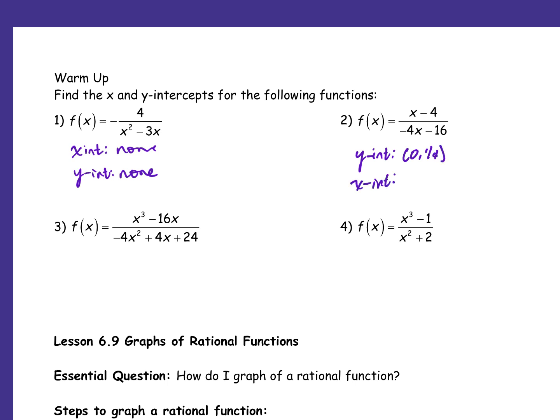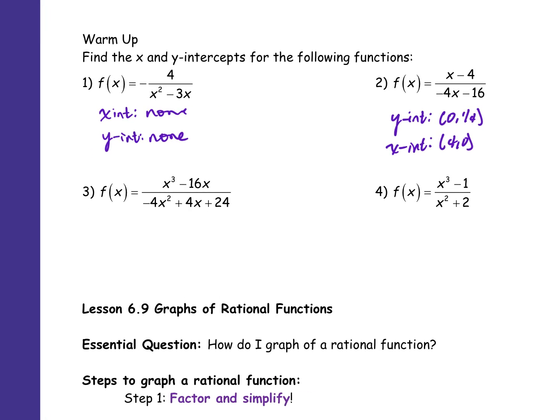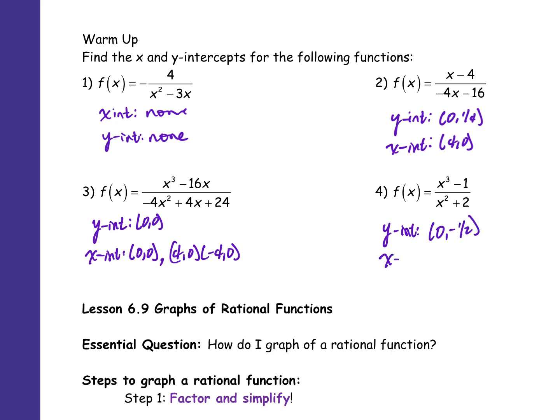X-intercept, (4, 0). Okay. Y-intercept, (0, 0). X-intercept, (0, 0), of course. And (4, 0), and (-4, 0). And then y-intercept is (0, -1/2), and x-intercept is (1, 0).